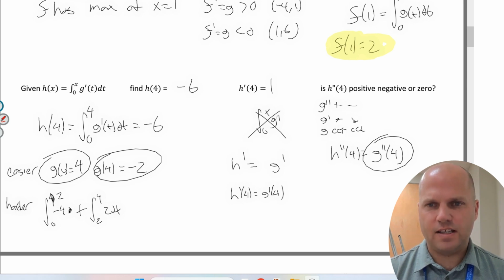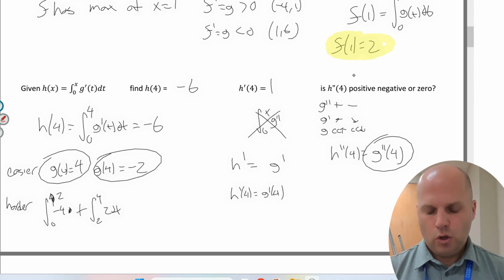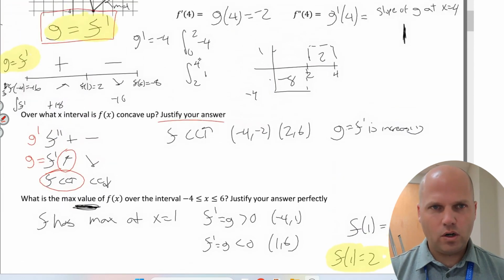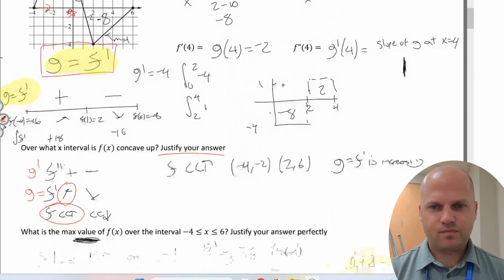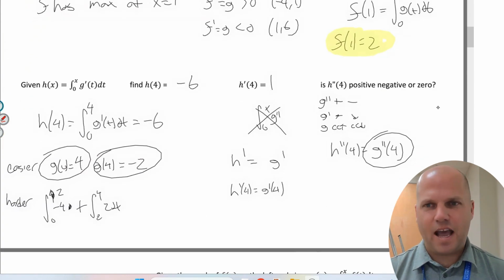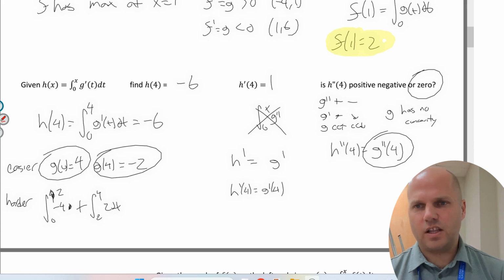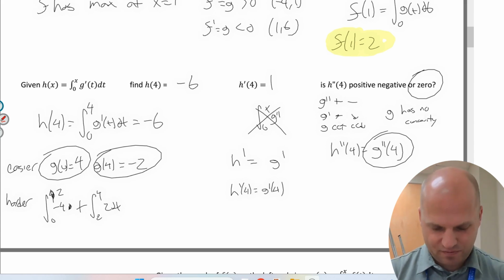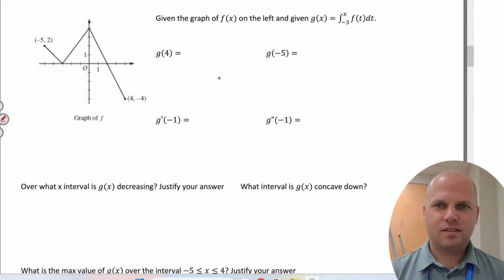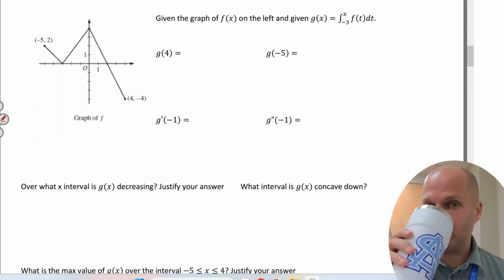What we have to realize is, if g is concave up, g double prime will be positive, which means h double prime will be positive. If g is concave down, g double prime is negative. Well, g at 4 has no concavity. Since there's no concavity, my answer is 0. Straight line. This is tough, but you'll practice. Hopefully you're not copying stuff down. I'm going to start going faster.